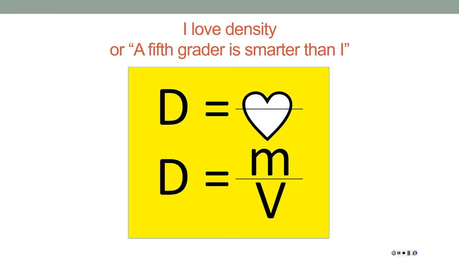Okay, so here's the triangle. Someone has to help me out. What goes here? M? Okay, M goes there. D must go here. And V goes there. So if you start with a triangle like this, and you cover what you're looking for, it shows you the formula. So if I'm looking for density, it's mass over volume. If I'm looking for mass, it's density times volume. If I'm looking for volume, it's mass over density. So that's how the triangle works, if you prefer that way. Again, I don't care how you get to the answer as long as you understand what you're actually doing there.